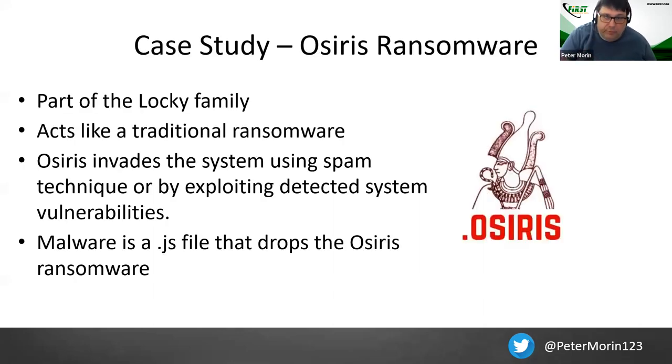So if you're not familiar with OSIRIS, part of the Lockheed family, it's a fairly old piece of ransomware, but this case study is really, really good. I wanted to show it to you. It invades the system using spam technique or exploiting detected system vulnerabilities. The dropper is a JS file that drops the OSIRIS ransomware onto the machine. There's also a bunch of command and control stuff.